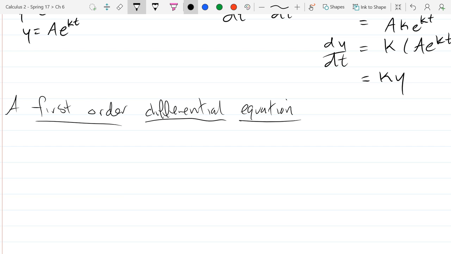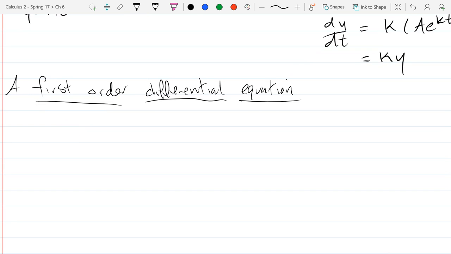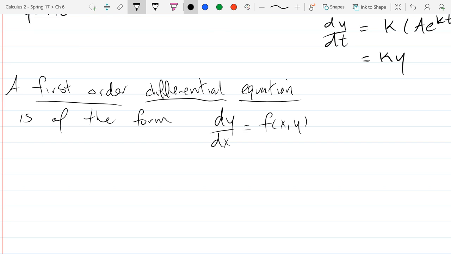All right, first order. What that means is there's only a first derivative. There's not a second or third or fourth, etc., derivative. So it's just an equation with one derivative in it. A first order differential equation is of the form, if we use y's and x's, the usual variables, dy/dx equals some function of x, y.